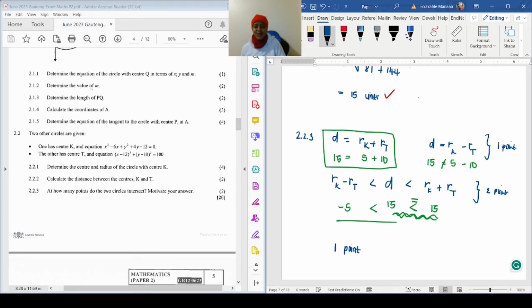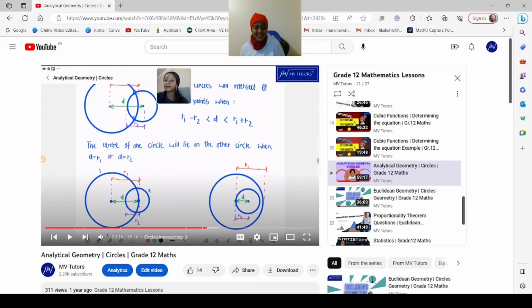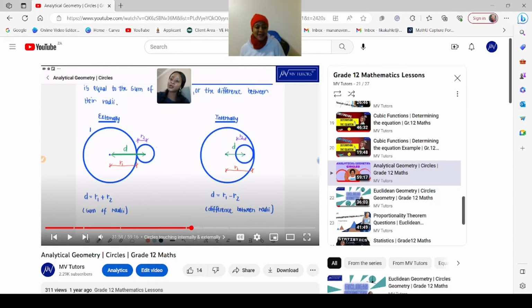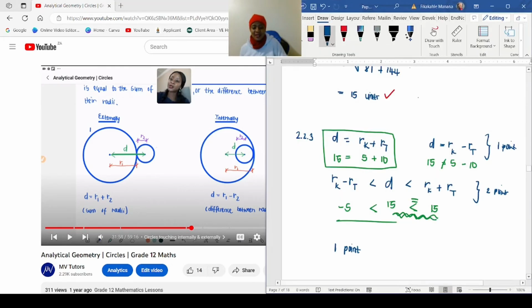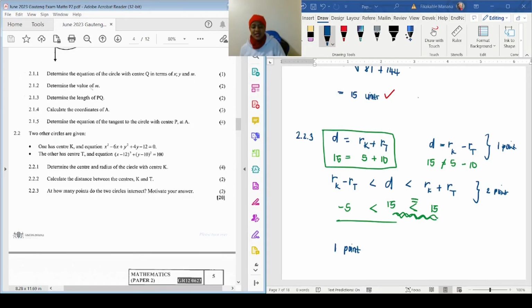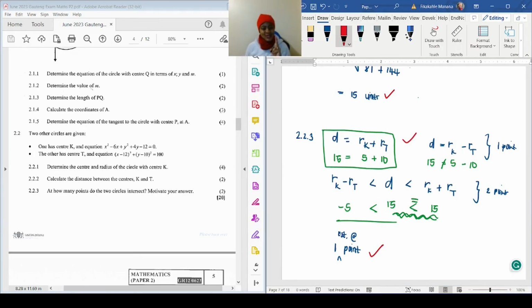And was it external or internal? It was internal. What was it now? I forgot again. It was external. They didn't ask for that, so there's no need. So they touch externally at one point. Okay, and that is 2 marks. So just to say they touch at one point and showing how you got it, that is how you're going to get your 2 marks.